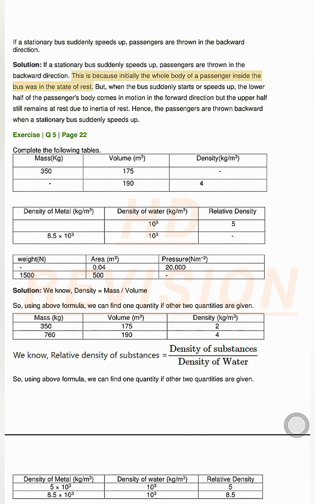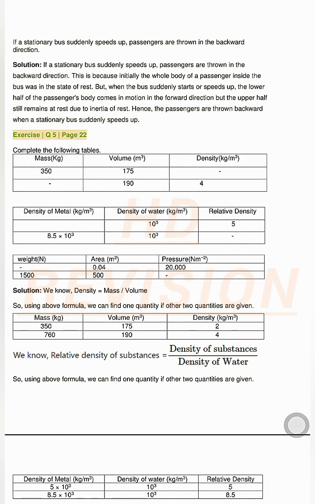This is because initially the whole body of a passenger inside the bus was in the state of rest. But, when the bus suddenly starts or speeds up, the lower half of the passenger's body comes in motion in the forward direction, but the upper half still remains at rest due to inertia of rest. Hence, the passengers are thrown backward when a stationary bus suddenly speeds up.